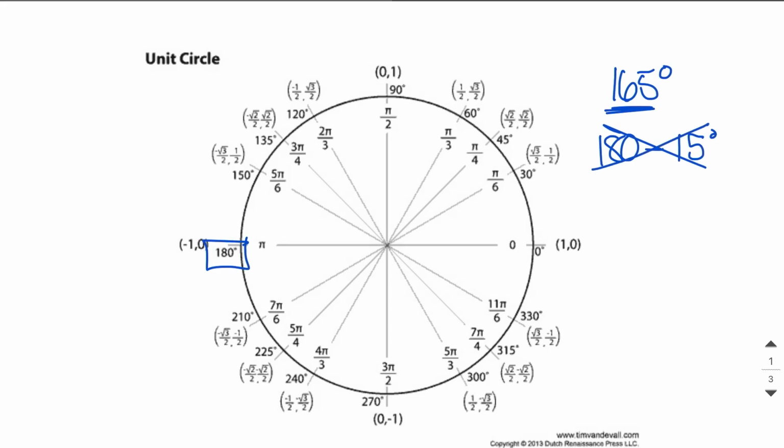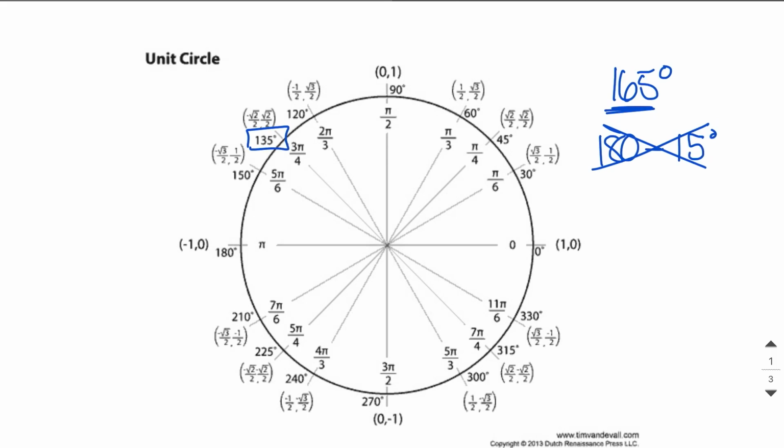So this is not something that I would want to use, for example. So 165 is going to fall somewhere in this area right here. So I maybe would want to use some of the special angles around here. 150 I still wouldn't want to use because that's 15 away, and that is not going to be a special angle that I can use.